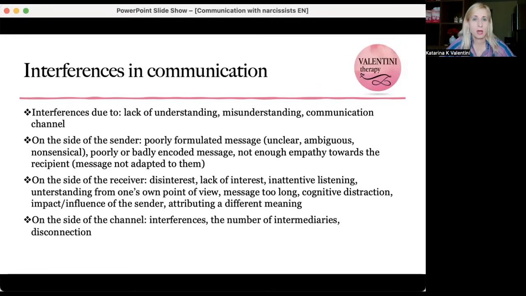This does not mean that you have to be very empathic all the time when you are talking to your narcissist. It means more that when you are formulating a message, the message has to be formulated or encoded in a way that will be understood by the recipient. Like I said before, narcissists are their majesty the baby. And sometimes in our communication with them, we really have to treat them as if they were 3 years old. So our communication has to be adapted to that.